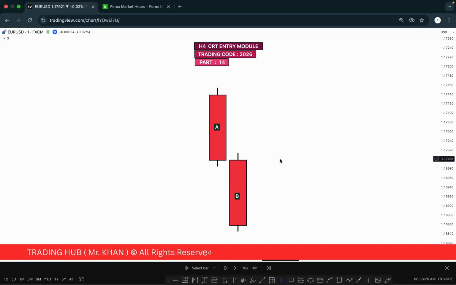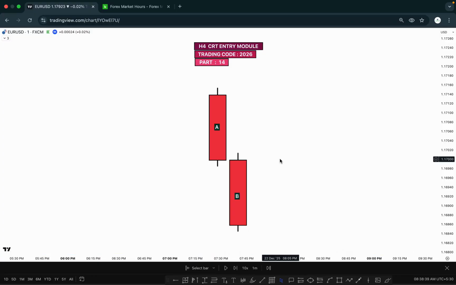In this chapter, I'm going to teach you how we can identify lower time frame entry using 4-hour CRT. I'm going to teach you the step by step process of how we can trade each and every candle in a 4-hour time frame, which time frame we need to trade, and what criteria we should follow in a higher time frame and lower time frame.